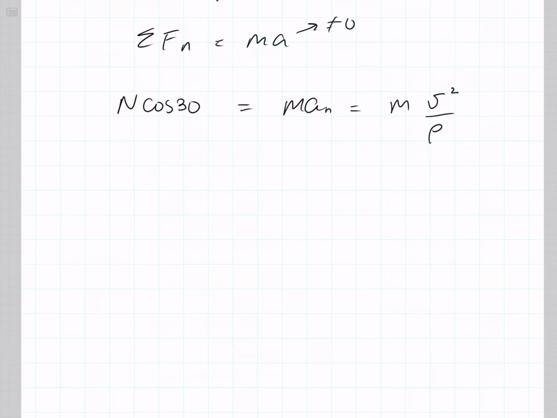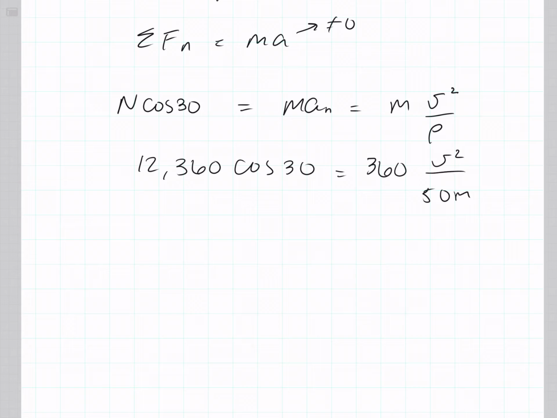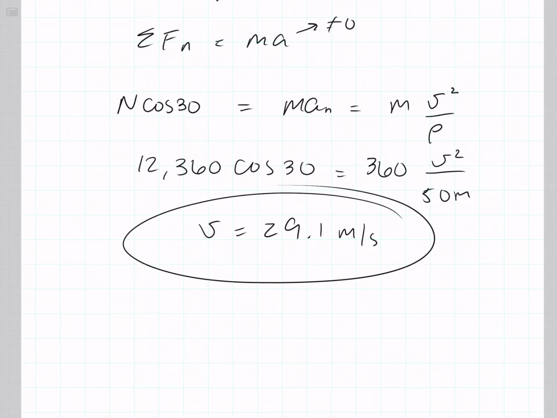So plugging everything in, you get 12,360 cosine of 30 equals 630 v squared over 50 meters. And in the end, you get that velocity is 29.1 meters per second. And that is how fast it needs to travel.